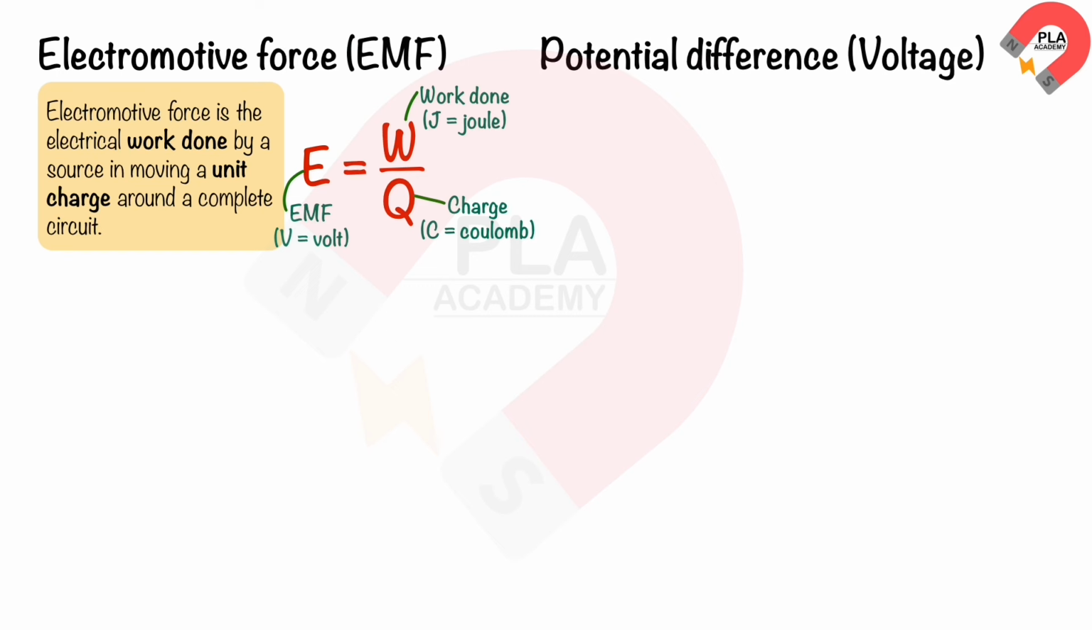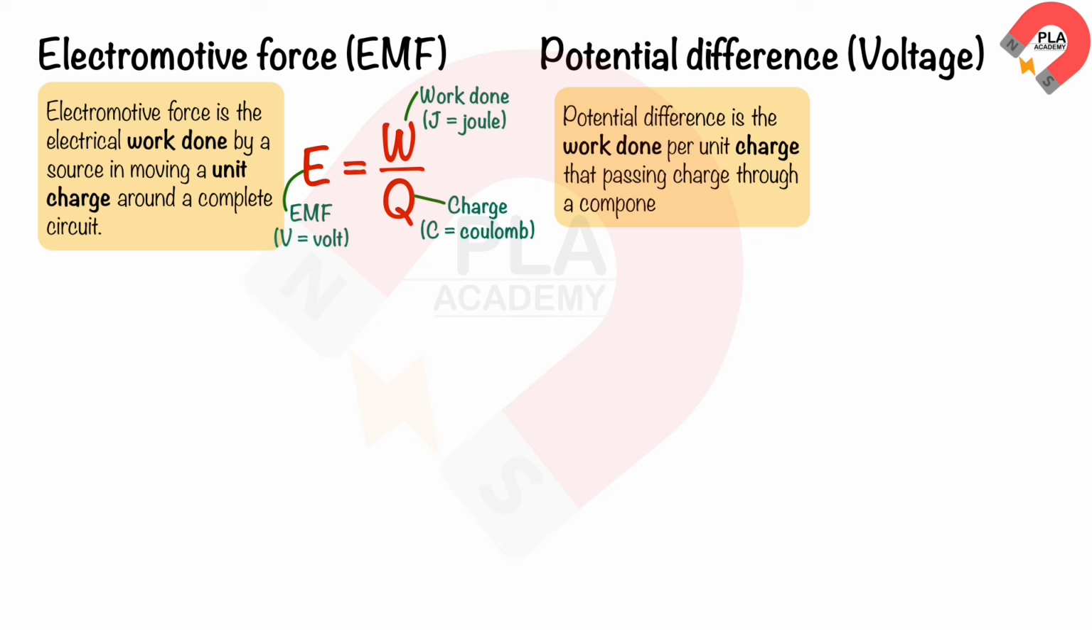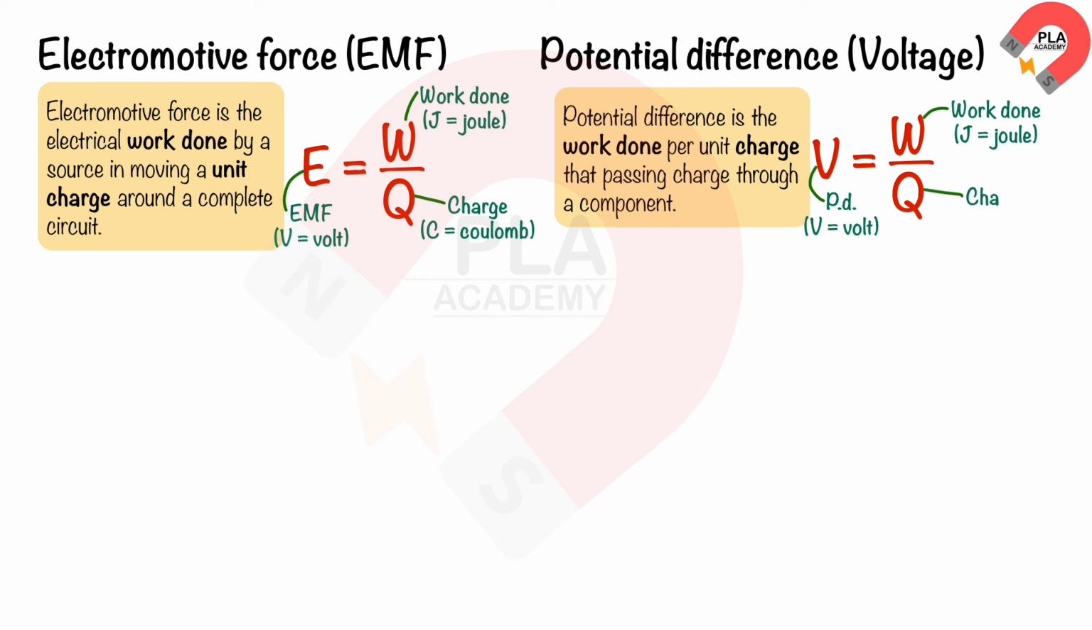Potential difference, or voltage. Potential difference is the work done per unit charge passing through a component. We can write the equation as V equals W over Q, where V is the potential difference that is measured in volts, W is the electrical work done in joules, and Q is the charge in coulombs. So, 1 volt equals 1 joule per coulomb.